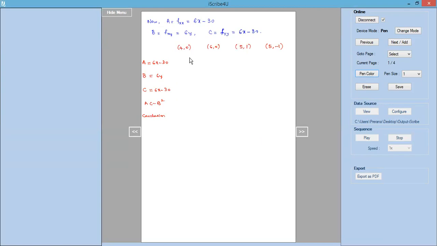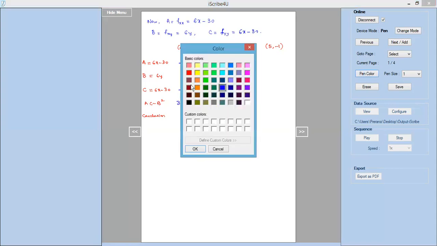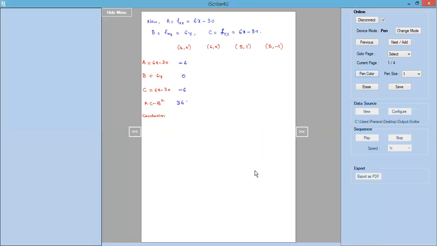For 4, 0, we will evaluate capital A, B, C. We have to take x is equal to 4, y is equal to 0. So since y is 0, B will be 0. And taking x is equal to 4, we are evaluating 6x minus 30. 24 minus 30 gives us minus 6. Then C also will be minus 6. AC minus B square will give us 36. A into C minus 0, so A into C is plus 36 minus 0. And we observe that AC minus B square is 36, which is a positive value.